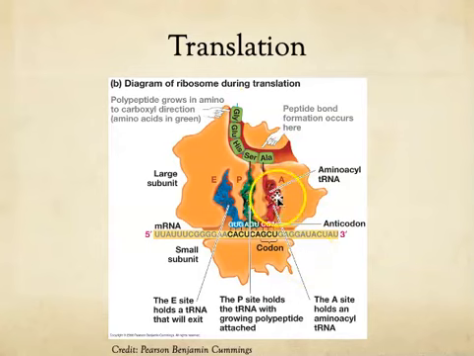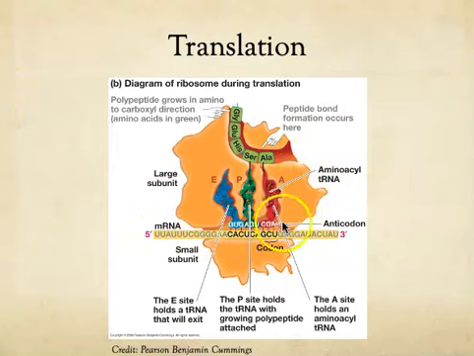Now in this drawing, we are in the midst of translation. All three sites in the large subunit are occupied. A brand new tRNA has just entered the A site and interacted with the exposed codon. You'll notice that the codon reads GCU, so the anticodon will be complementary to that, CGA.